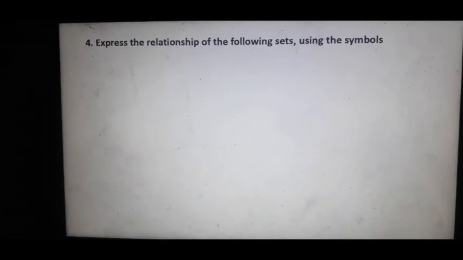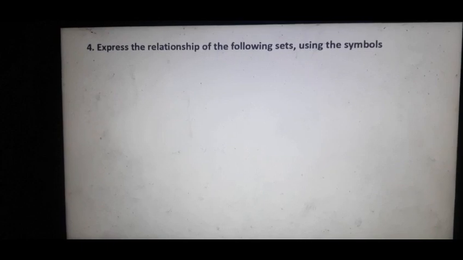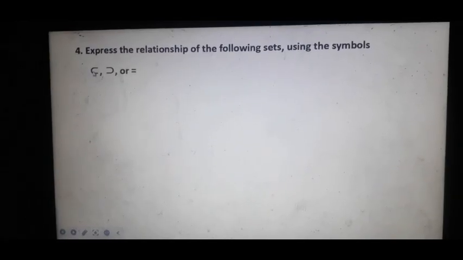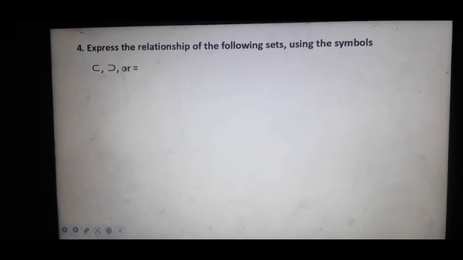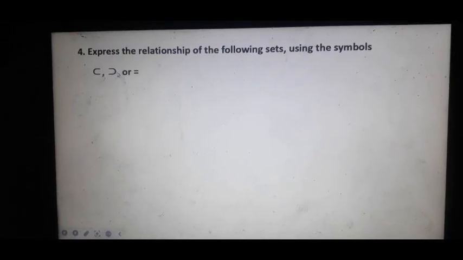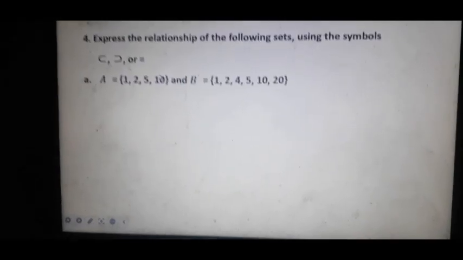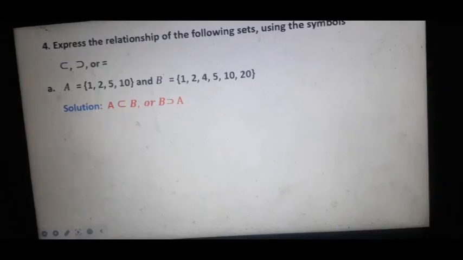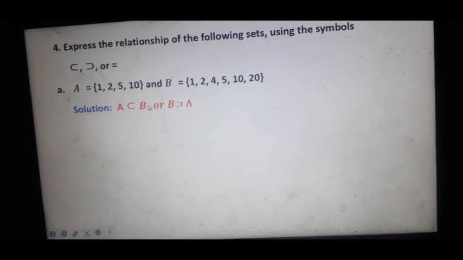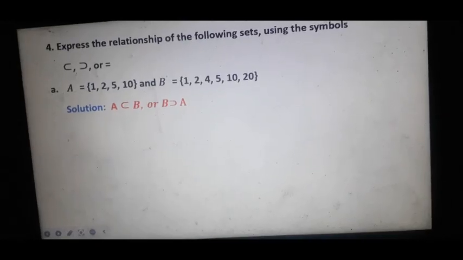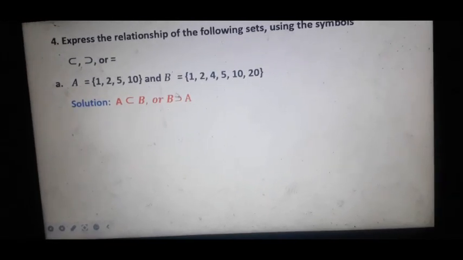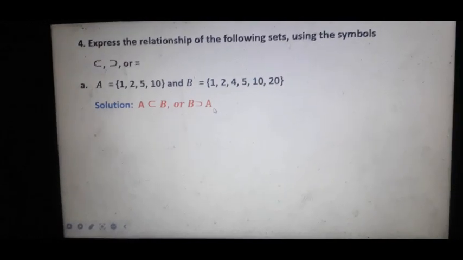Okay. 4. Express the relationship of the following sets using the symbols subset, not proper subset, superset of or equal. A is a proper subset of B.